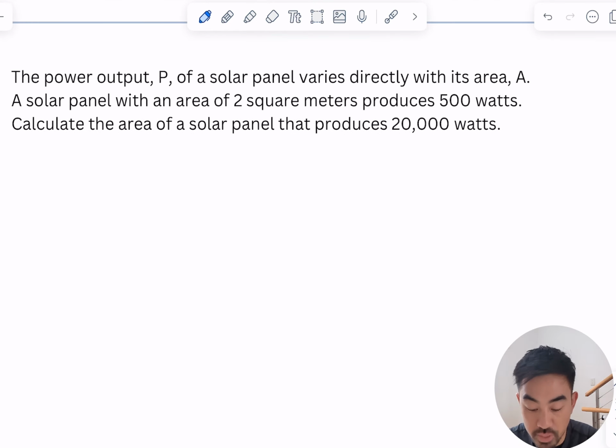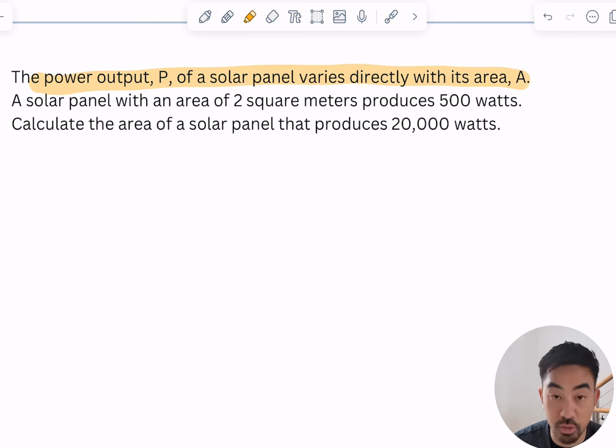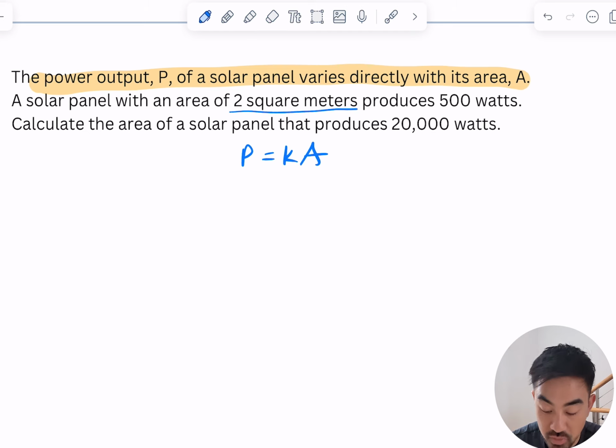All right, let's look at this one. It says the power output P of a solar panel varies directly with its area A. A solar panel with an area of 2 square meters produces 500 watts. Calculate the area of a solar panel that produces 20,000 watts. So, like before, this first sentence is going to let you start your equation. P equals K times A, not D this time. Now we use the next sentence, 2 square meters for area produces 500 watts, to find the K.